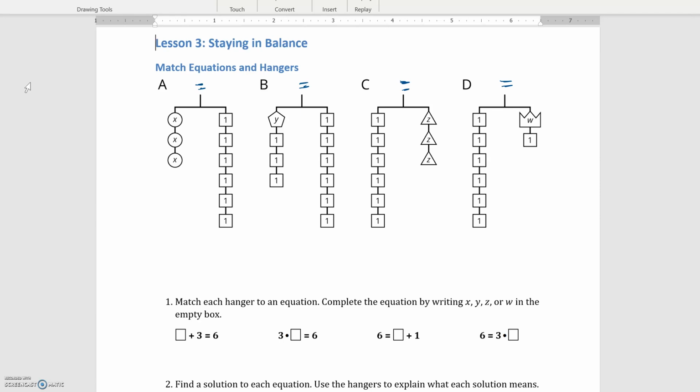For example, for letter A, on this side, I see 3 x's. And so I can write that as 3 groups of x or 3 times x. And on the right side, I see there are 6 ones. 1, 2, 3, 4, 5, 6. So 6 groups of 1 equals 6. Therefore, this equation here, because it's balanced, represents 3 times x equals 6.